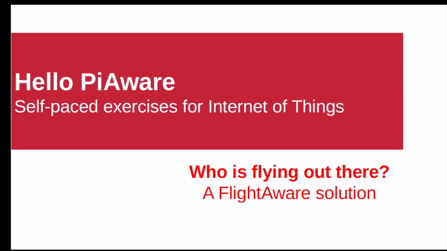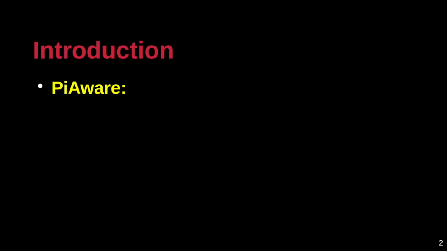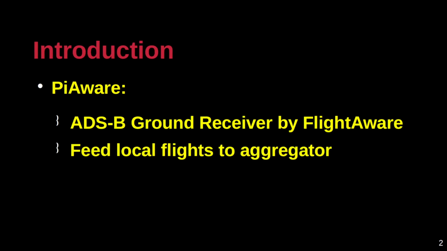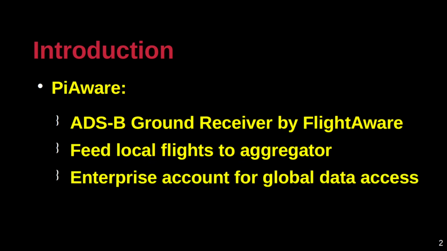This presentation illustrates the installation of a solution to acquire positional data of aircraft flying near you. FlightAware is the company that provides the solution called PiAware. This tutorial is limited to receiving ADSB data and forwarding these to a central publishing site.